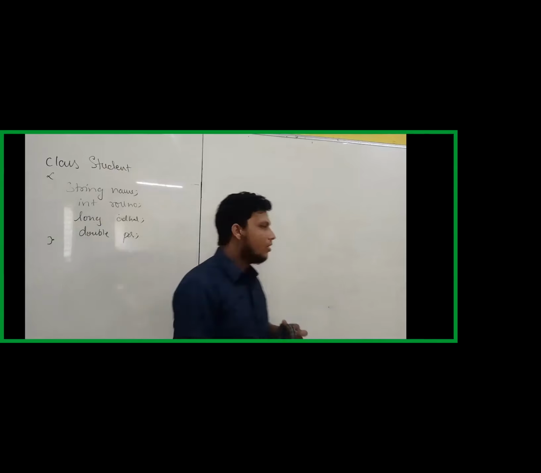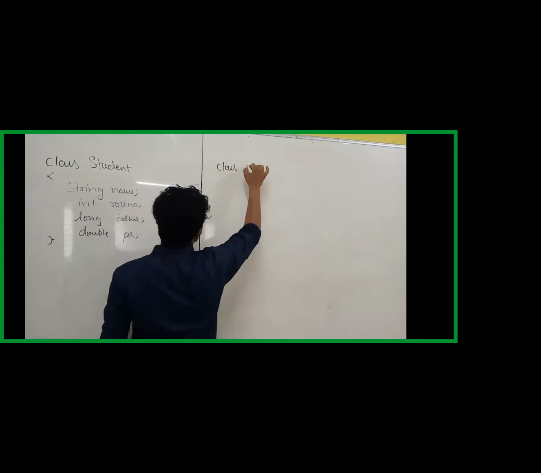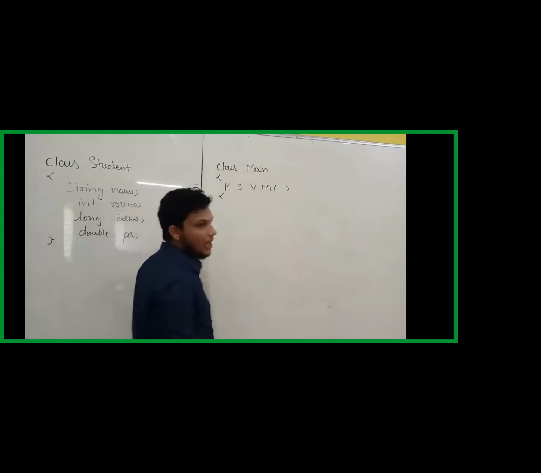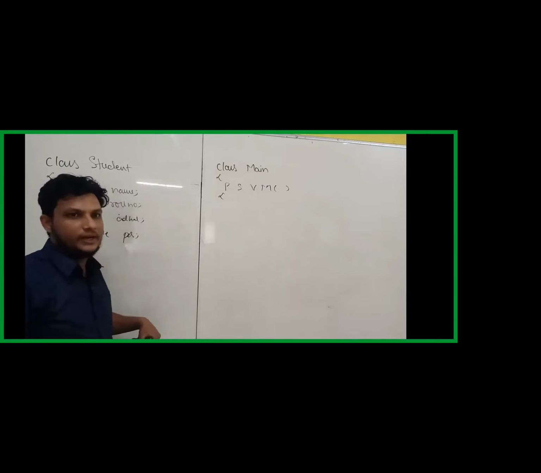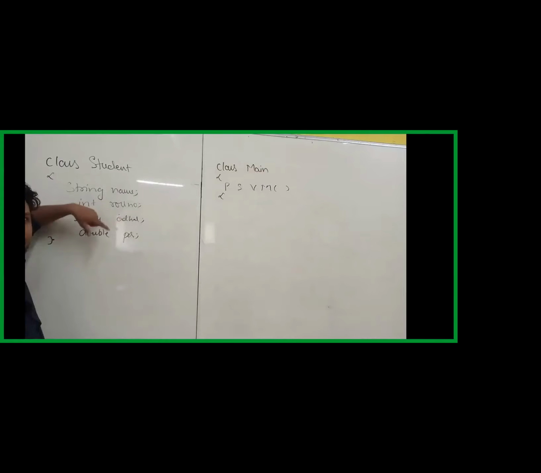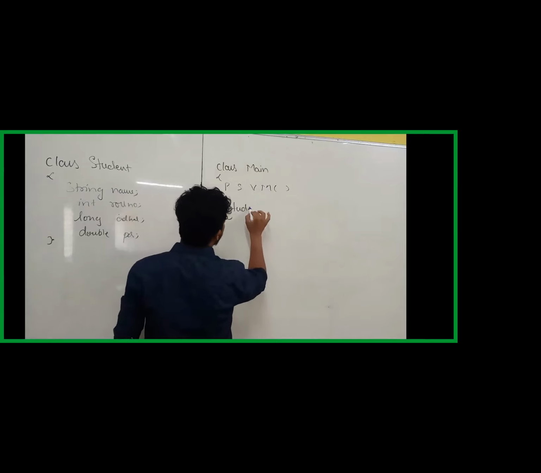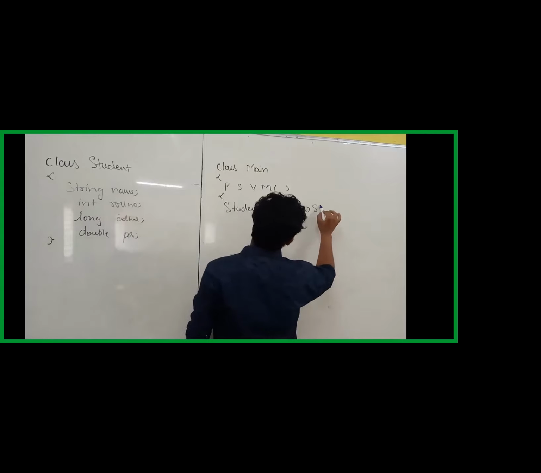Now I'll create a class called Main. Inside this, I write public static void main, and inside this I will create an array. The type of array I'll create is a user defined array. If I declare integer, it holds only integer data; string only string data. Object I should not use. So I'll create an array of type Student: Student s equals new Student.